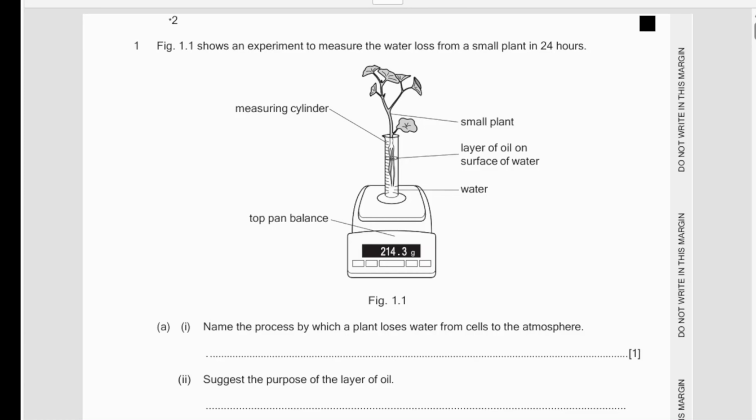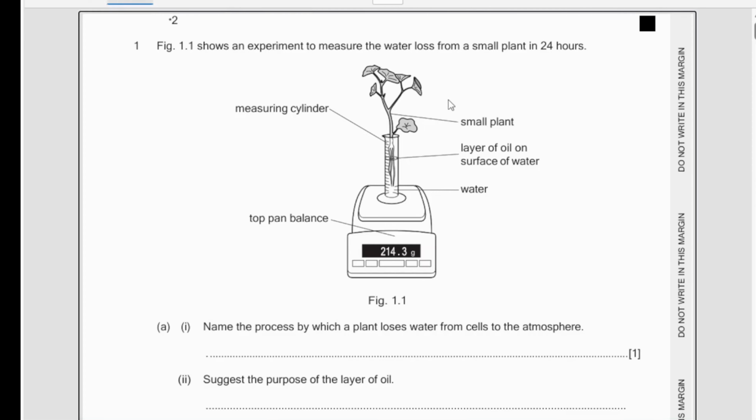Done. So, no, I'm just telling in detail. So to prevent the evaporation from the surface of water, it is packed, or it is protected by the layer of oil. Okay, exactly, from the test tube. So to ensure that the evaporation takes place only through the leaves.